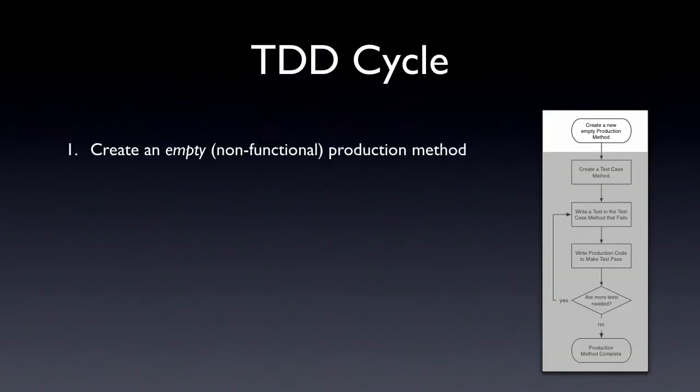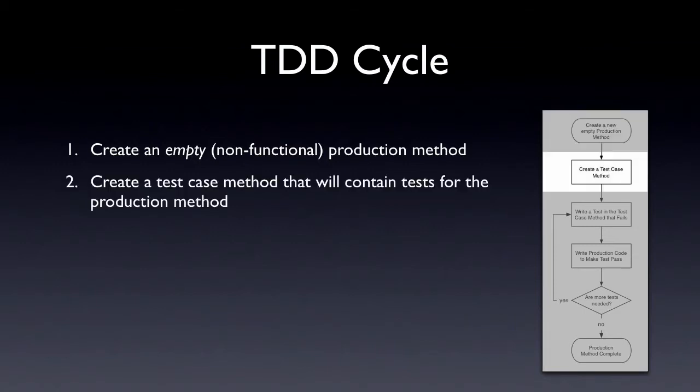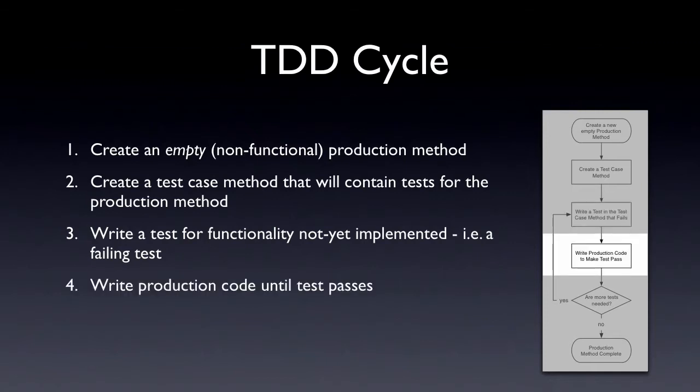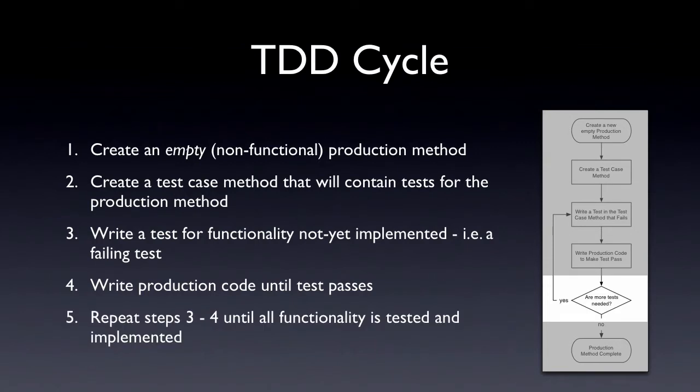The first step in the TDD cycle is to create a production method without implementing any functionality. Next, we create a test case method that will contain all of the tests for the production method. Third, we write a single test inside our test case method for functionality not yet implemented in our production method. This test should fail. Fourth, we write only the production code necessary to make the failing test pass. Once our test passes, we can create another test for functionality not yet implemented and repeat this cycle until all functionality is tested and implemented in our production method.